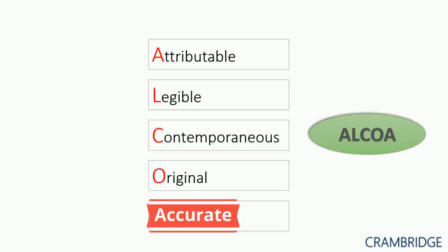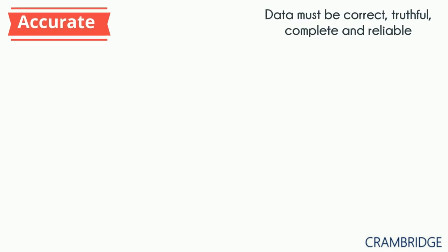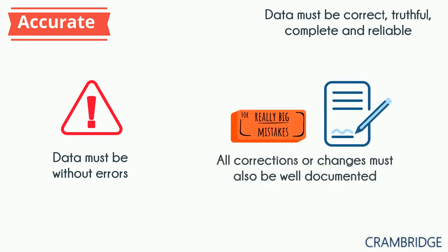The last A in ALCOA is accurate. Data must be correct, truthful, complete, and reliable. It must be without errors. Any corrections or changes made must also be well documented.